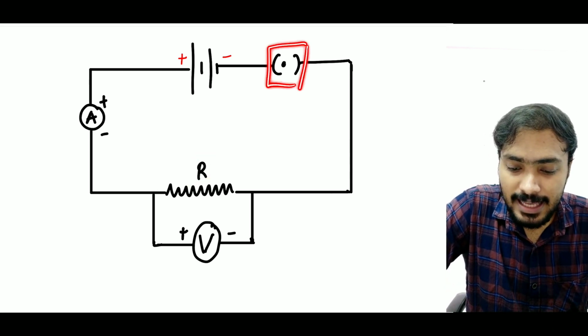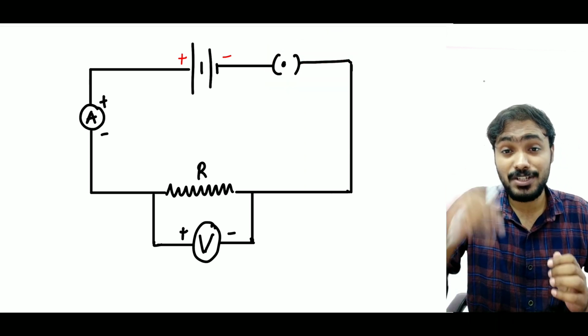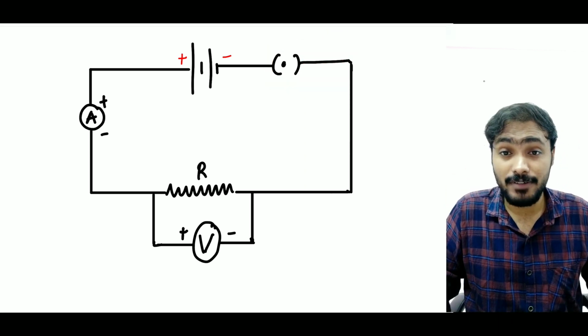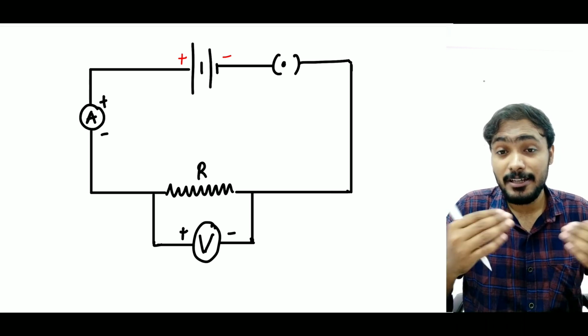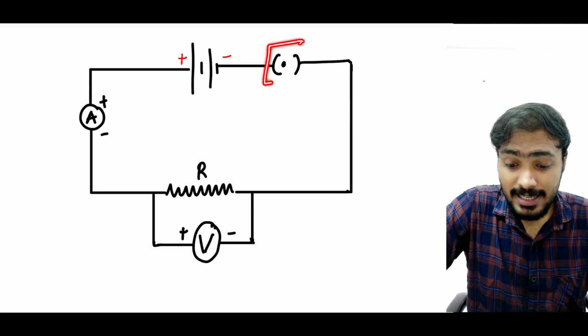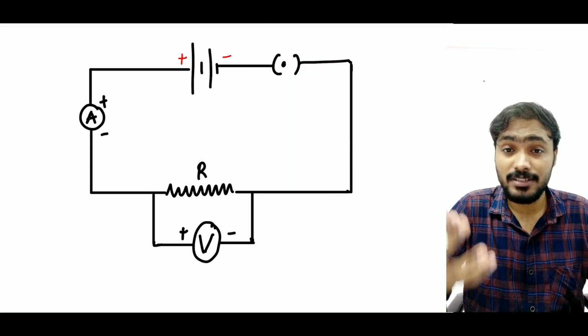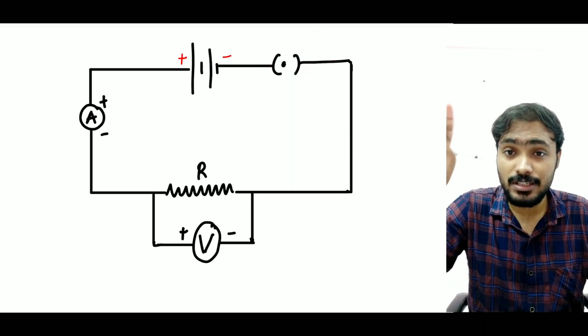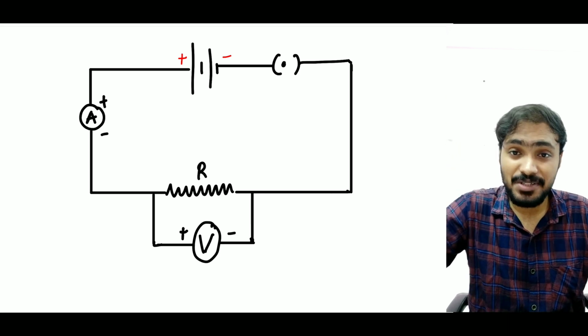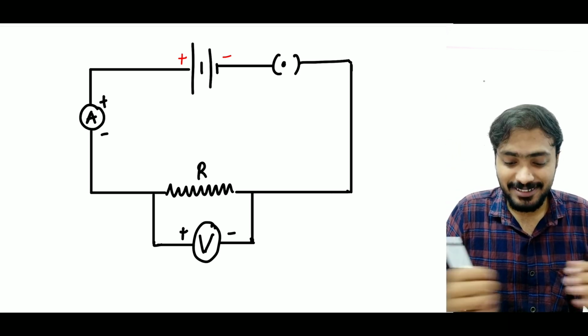Now what is this? This is actually the key. This key is like a switch. You can switch it on or you can switch it off. You can complete the circuit or you can break the circuit. So you can simply assume this key to be a normal switch like we use in our homes. We switch it on and the fan works, and switch it off, the fan does not work.